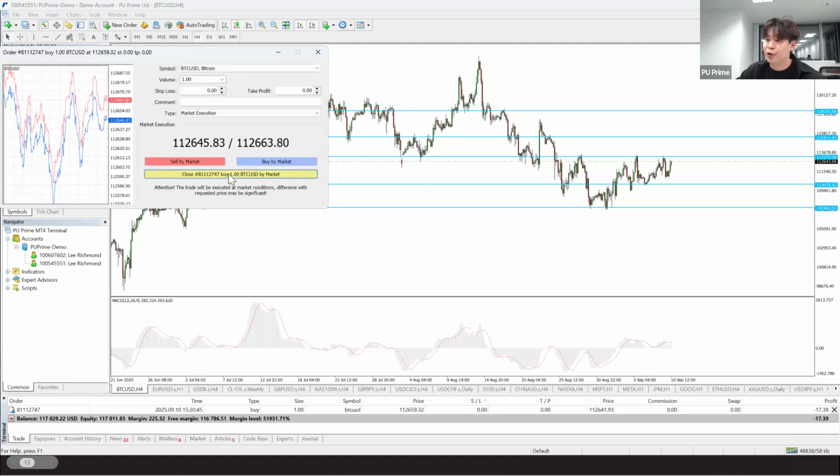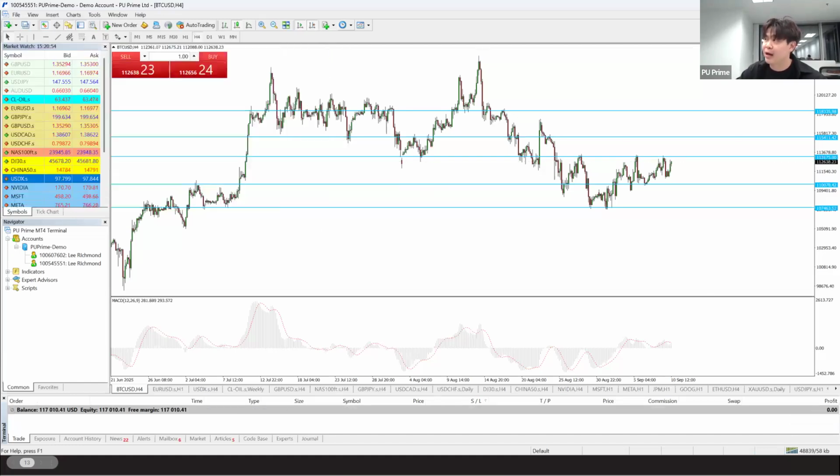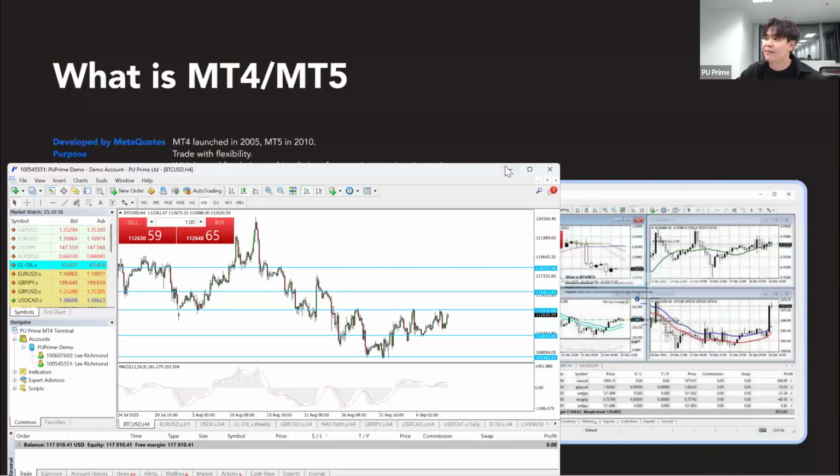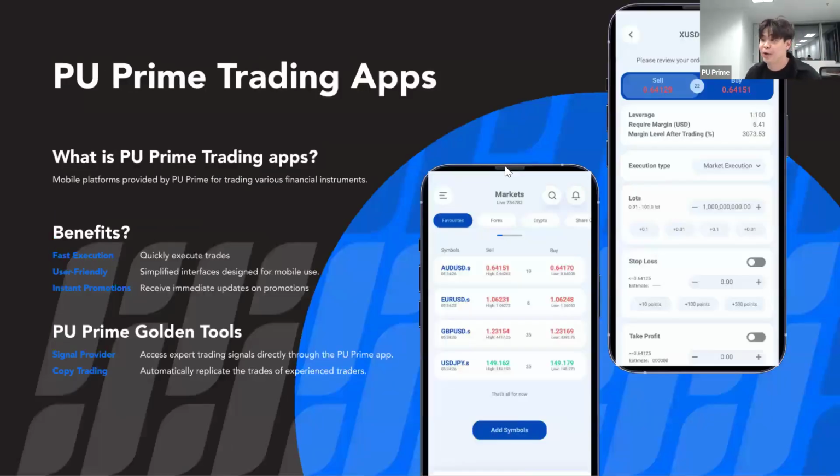So normally investors will use MT4 or MT5 to do the trade. And then at Pure Prime, we also offer the Pure Prime trading app for you to do all of the executions. And in our trading app, we also have copy trading tools. The copy trading tool is separated into two functions. The first one is signal provider. The second one is copy trading.